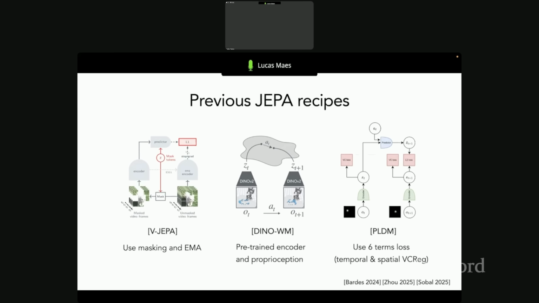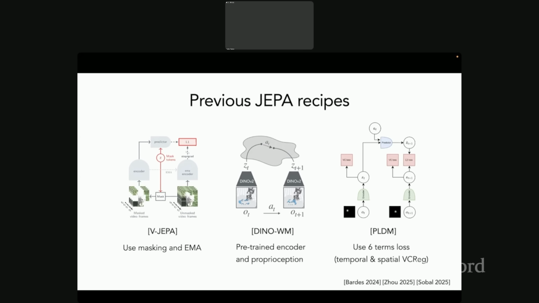But they use something called VCREG. And what is VCREG? It's just an anti-collapse regularization term that tries to make the covariance matrix of your latent features the identity. So basically you want each dimension of your feature space to be decorrelated from the others. For the covariance matrix, the diagonal is typically 1, so you have a positive correlation.